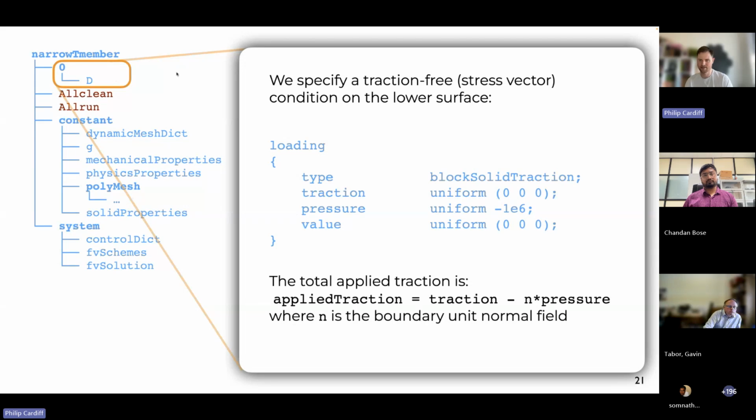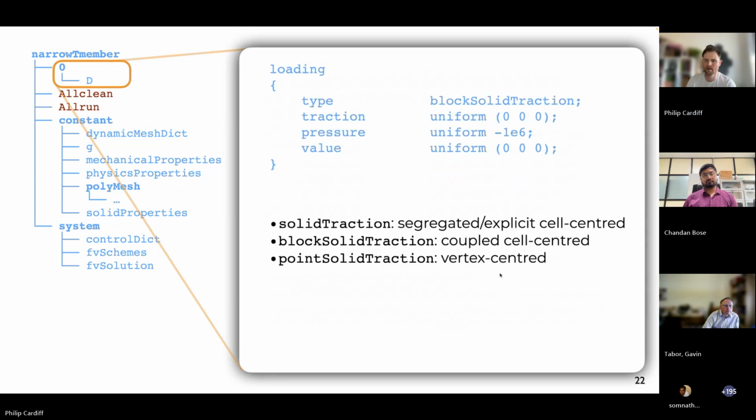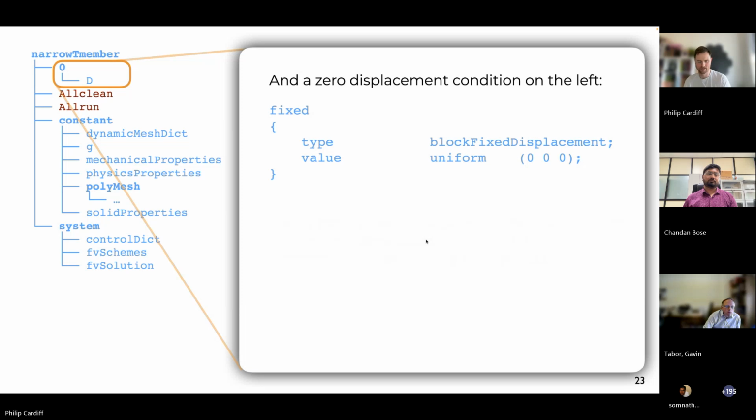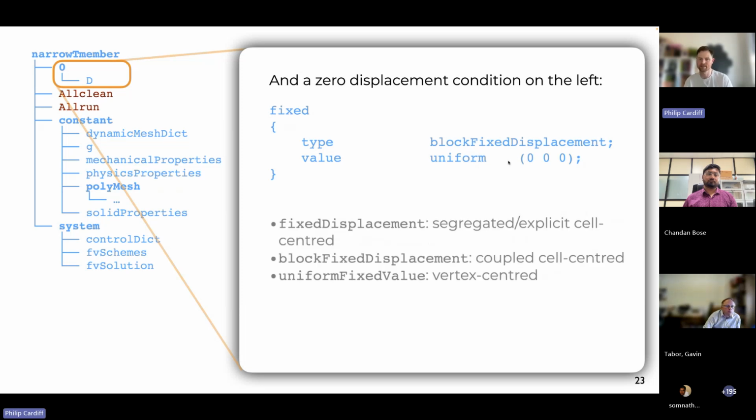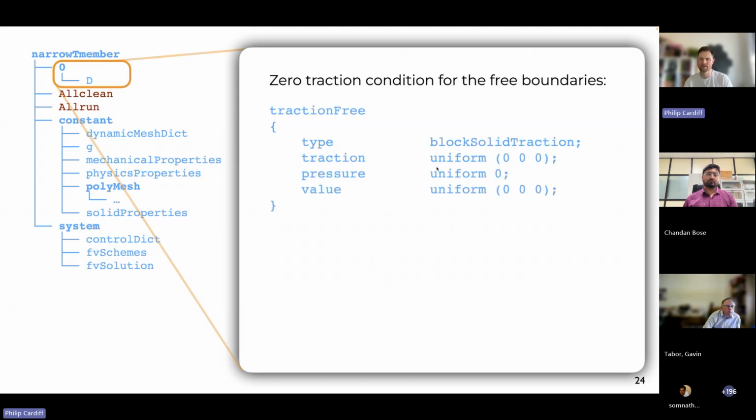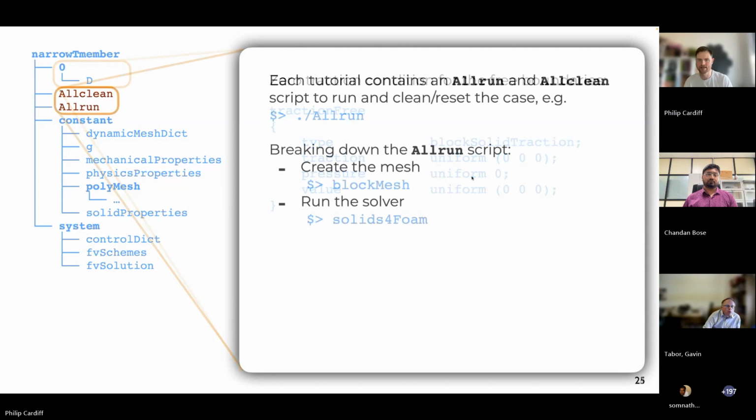In this case, there's this block solid traction boundary condition where we can apply a negative pressure. Positive pressure is pushing in on the surface, negative is pulling out. There are slightly different variants of this boundary condition depending on what type of solid model you use, whether it's segregated, block coupled, or vertex centered. And then we can prescribe a displacement to be 0 on the left fixed-hand side. Once again, there are different variants of this condition depending on the solver. And then we have traction free.